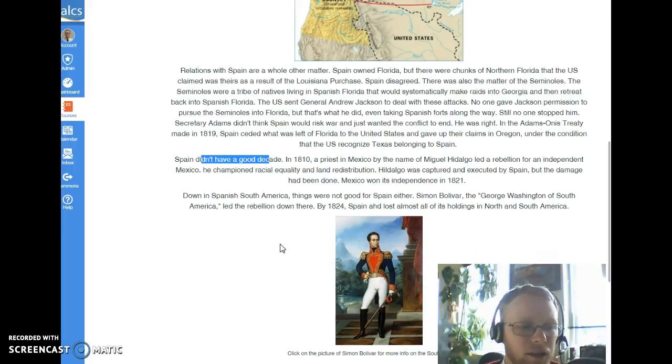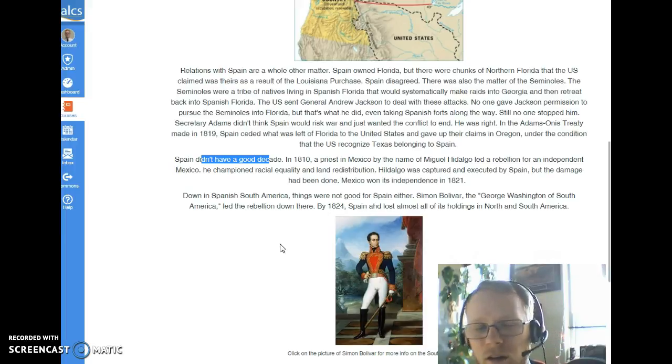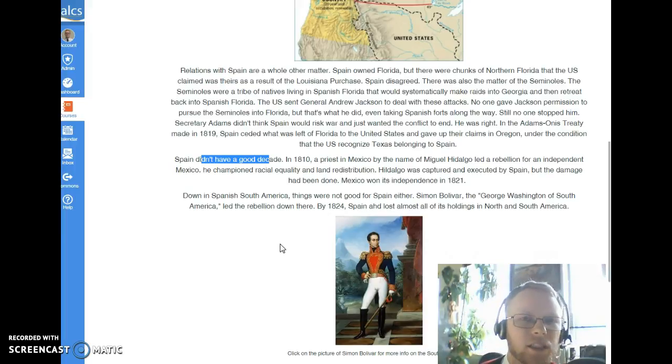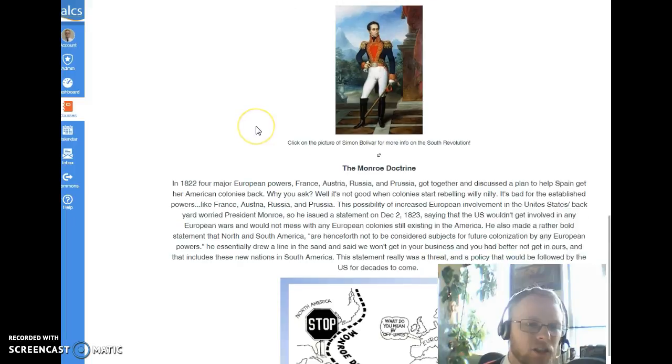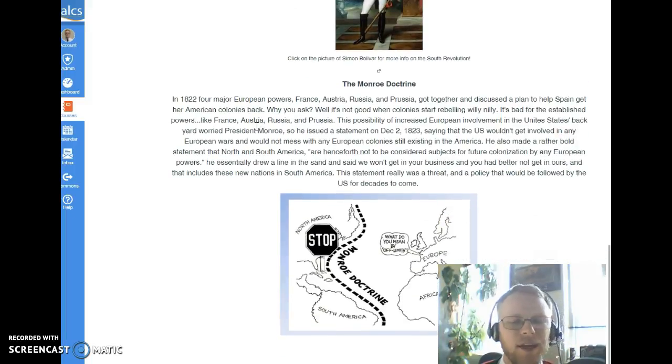Down in South America, most of which was owned by Spain, things were not good either. You had Simón Bolívar, who was considered the George Washington of South America, lead rebellions down there in multiple countries. Spain basically lost all of its, well, not quite all, but almost all of its holdings in South America by 1824. So yeah, the early 1800s were not good for Spain. That leads us into the Monroe Doctrine.